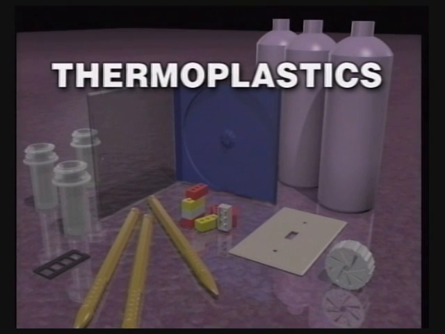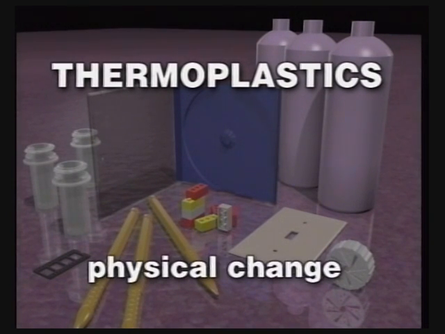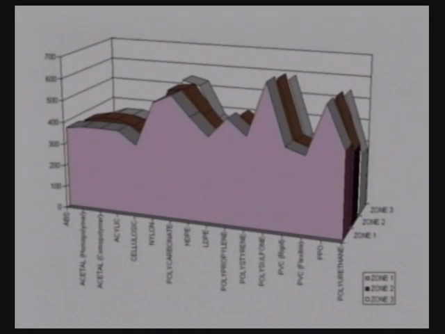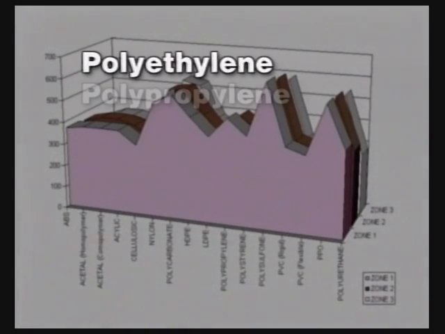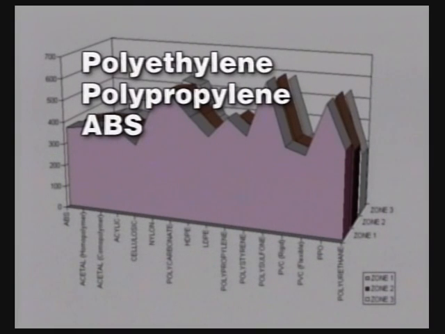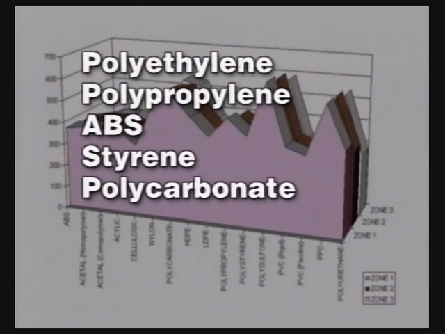Thermoplastics undergo a physical change when exposed to heat. As these plastics are heated, they melt. Plastics like polyethylene, polypropylene, ABS, styrene, and polycarbonate soften as they are heated. There is a wide temperature range in which these materials will melt without degrading.